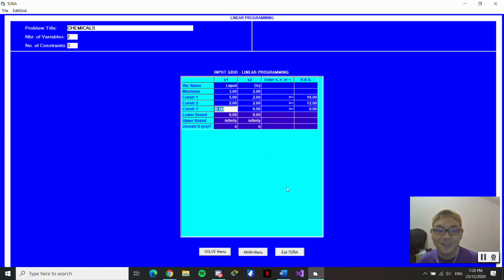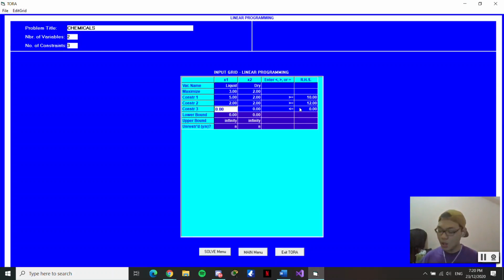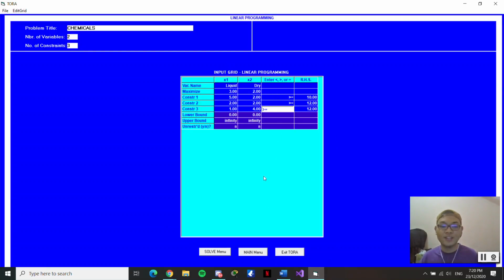Careless mistakes. So for constraint number 3, which is over here, it says x1, which is 1, and then 4x2, which is 4, and greater than or equal to 12. So 1, 4, 12. My bad. Okay, 1, 4, 12. So we have it over here. Let's just solve it, shall we?